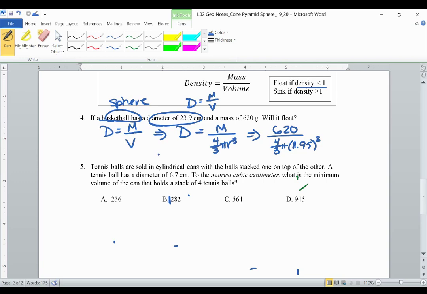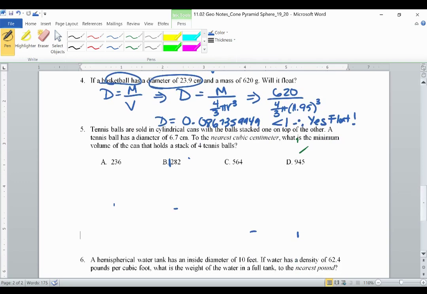And you should end up, I'll let you guys type it in yourselves, but you should end up with 0.8673599949, which is less than 1. Therefore, yes, it will float because the density is less than 1. All right, number 5.